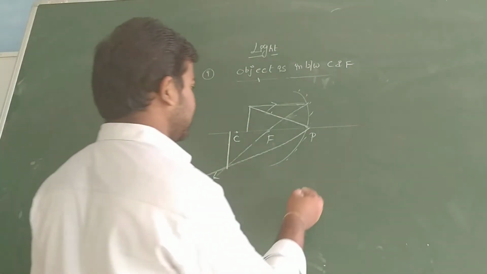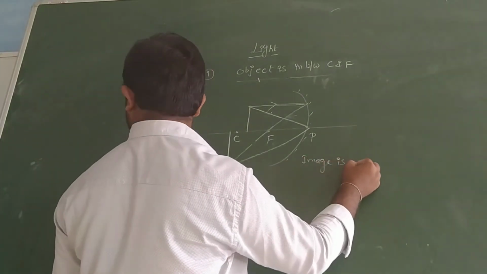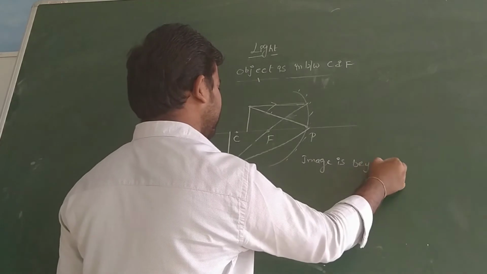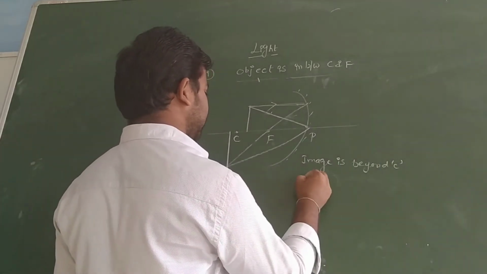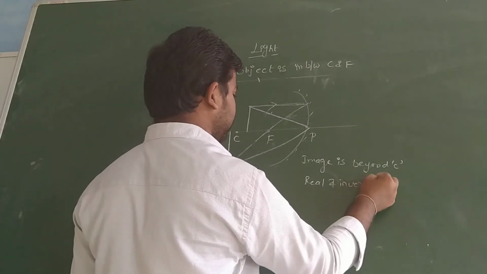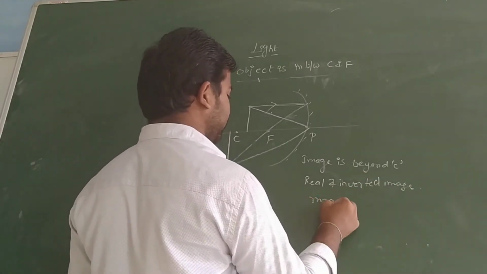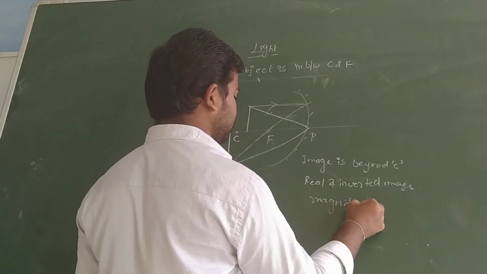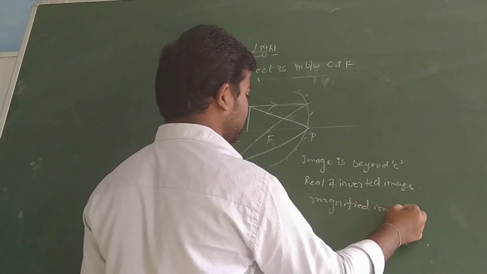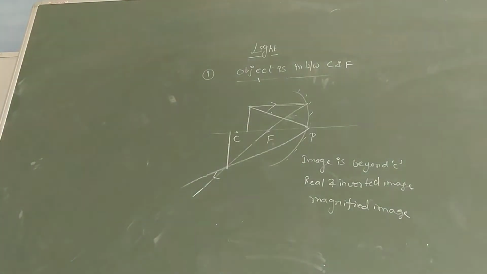The image is formed beyond C, and it is also a real and inverted image. Real and inverted image, and it is a magnified image. So this is about when we keep the object in between C and F, right?